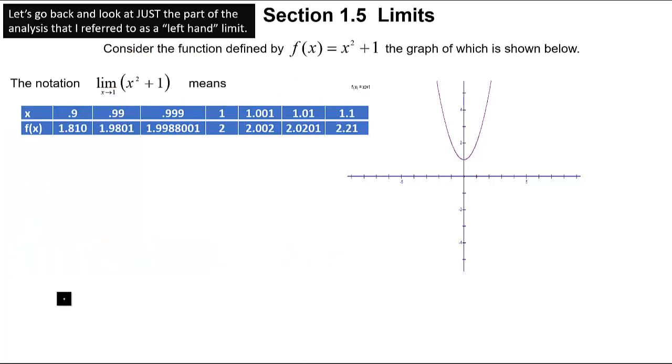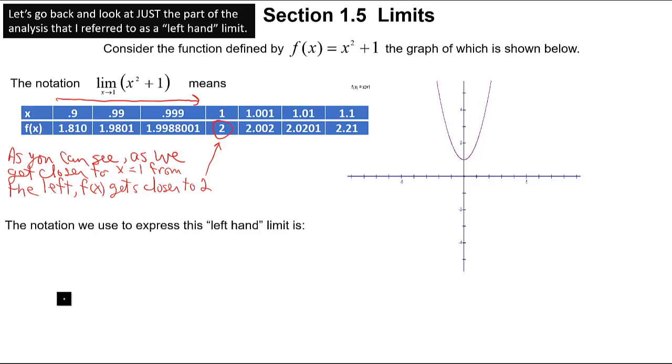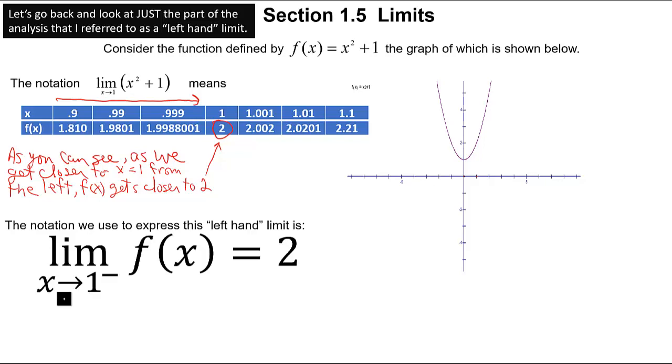Now let's go back and look at just the part of the analysis that dealt with the left-hand limit, or the left side. If you look at that, we're going to introduce specific notation just for coming in from the left. We're going to take that limit symbology, just like we were using before, but amend it slightly and put a minus sign as the superscript on the number that x approaches, in this case 1.